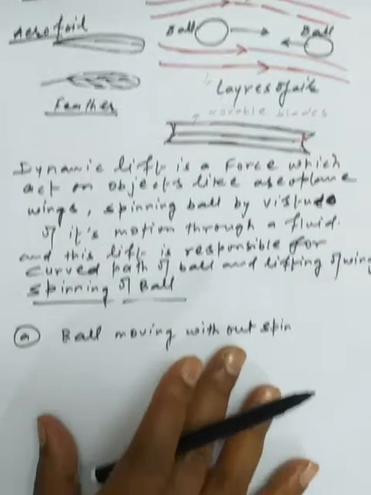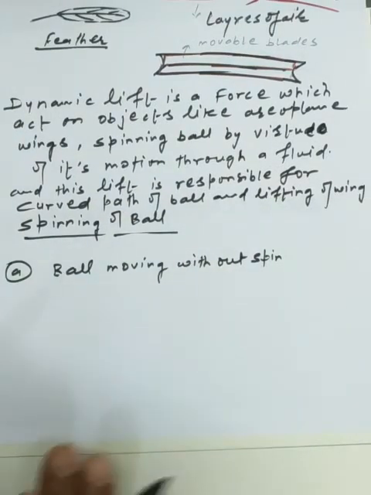Now here we assume the first case, in which the ball is moving without spin. Whenever players play the game of cricket, they always use this scientific phenomenon. It is always helpful for finding the best result in bowling also.